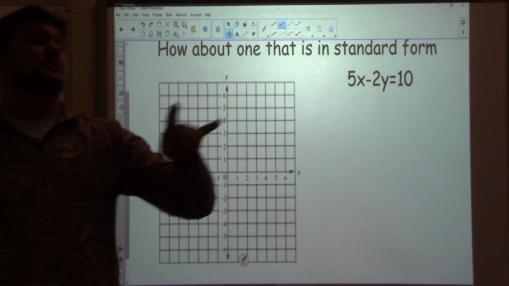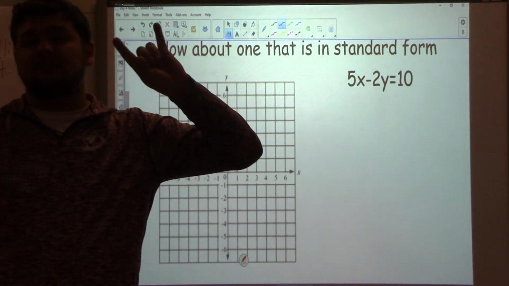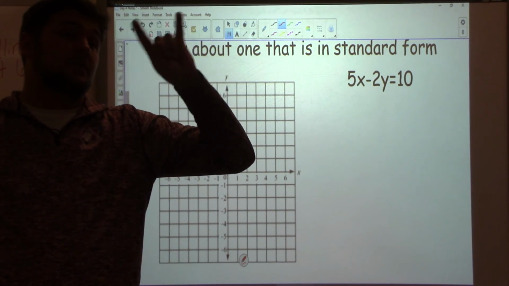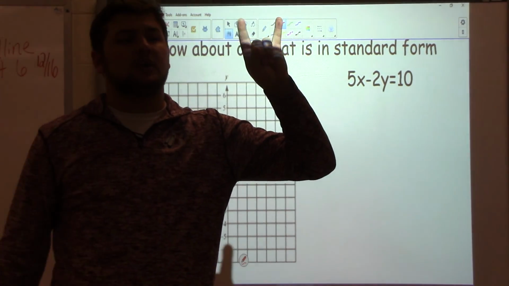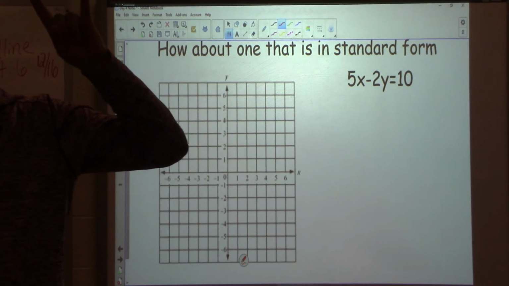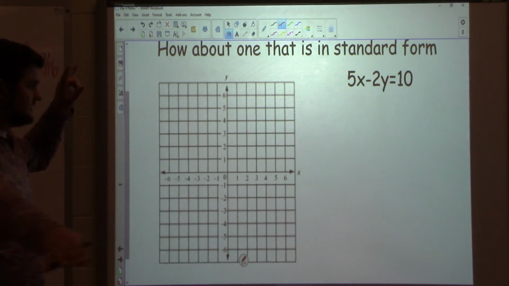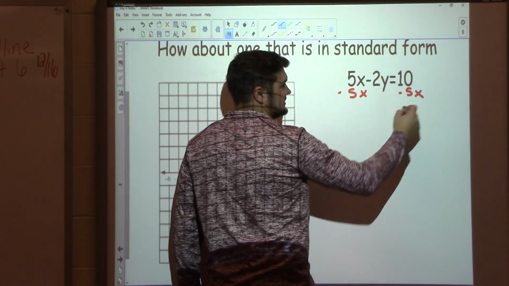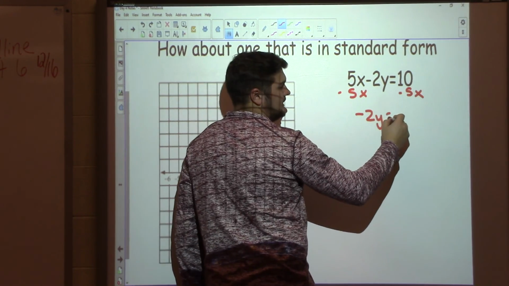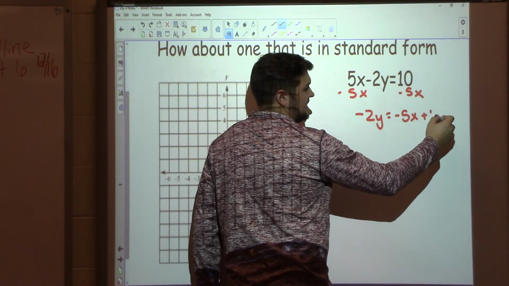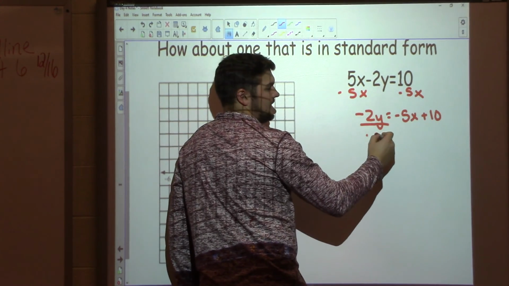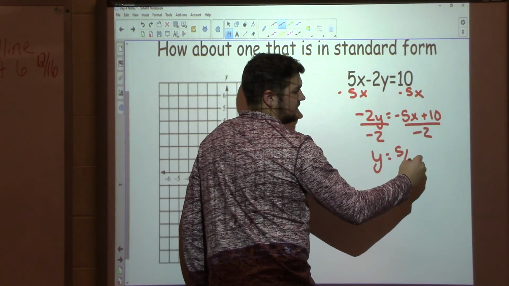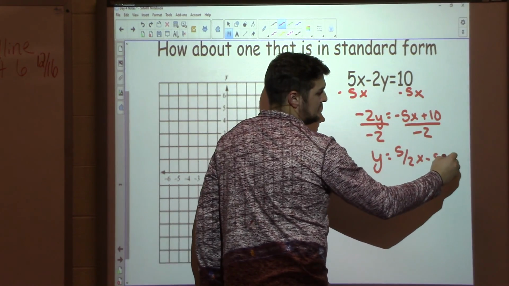Okay, so there are 2 different ways we can do it, guys. The way Ryan just said to me is he wants to subtract 5x first. That's fine. He's going to solve for y. Perfectly okay. I'll do that first, but then we can also use the cover-up method. So let's solve for y first. Subtract 5x. Negative 2y equals negative 5x plus 10. And then divide by negative 2. I get y equals 5/2 x minus 5.